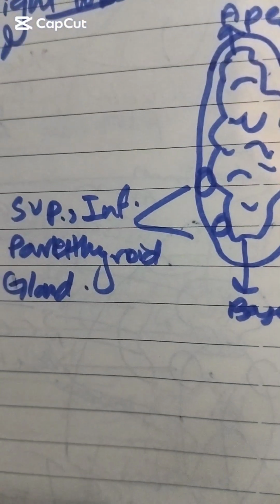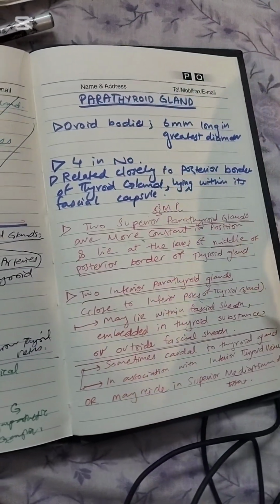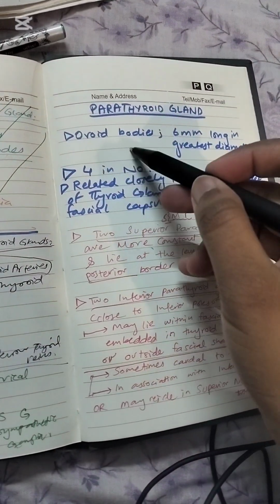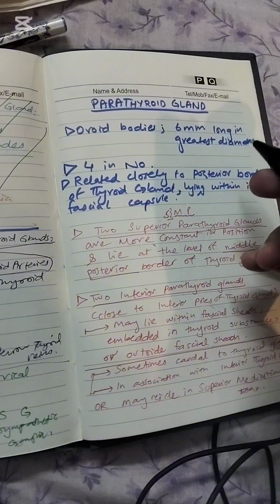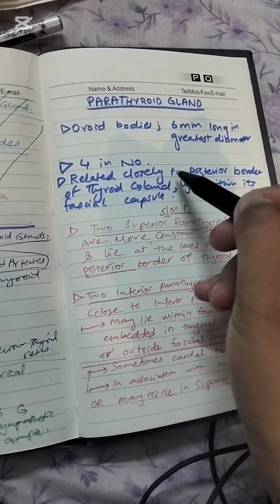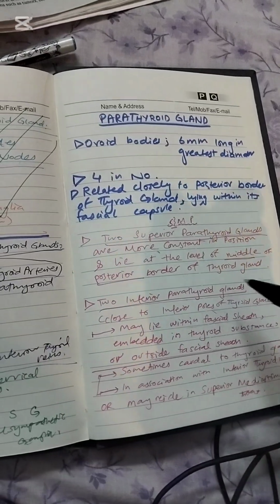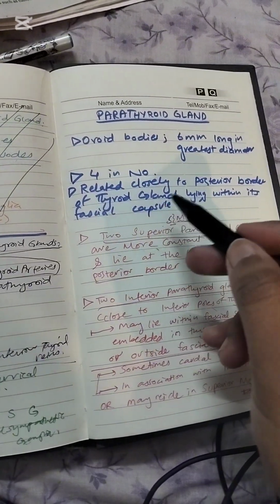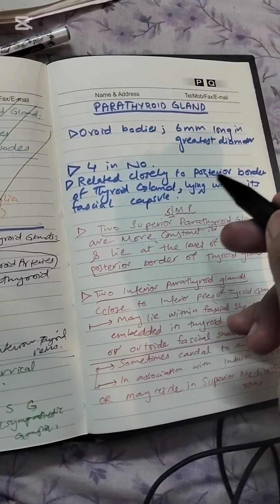Here we can see the superior and inferior parathyroid glands. The superior and inferior parathyroid glands are ovoid bodies and they are 6 mm in greatest diameter. They are 4 in number, so there are 2 superior parathyroid glands and 2 inferior parathyroid glands. They are closely related to the posterior border of the thyroid gland, which is lying within its facial capsule.